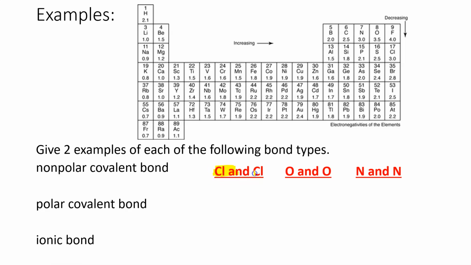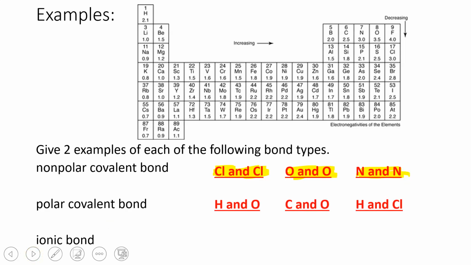If it is the same element bonding with another atom of the same element, there is zero difference between their electronegativity. Since there's no difference between the electronegativity, they will be sharing those electrons exactly evenly. Now, polar covalent bond be something like H and O, or C and O, or H and Cl.